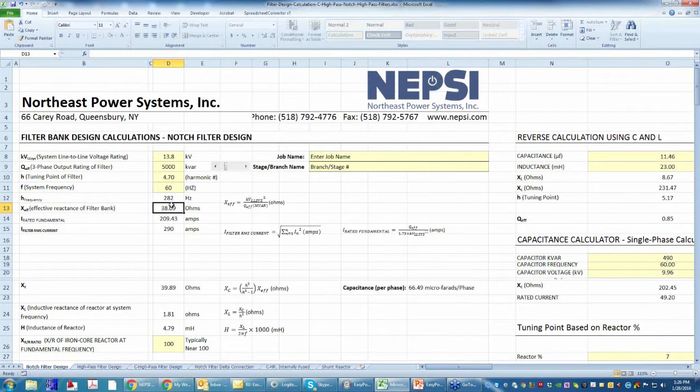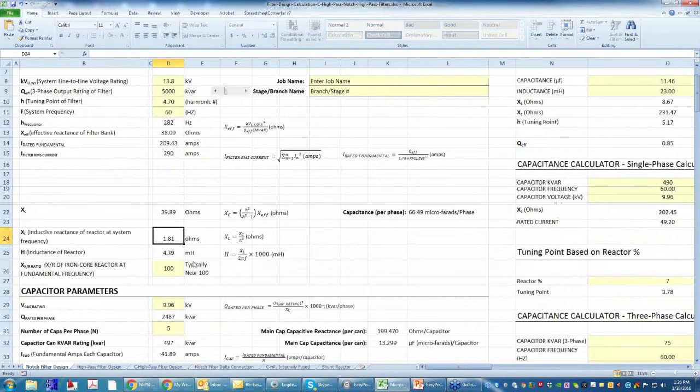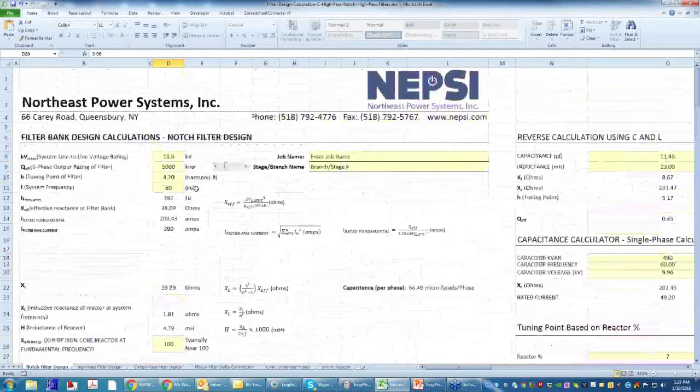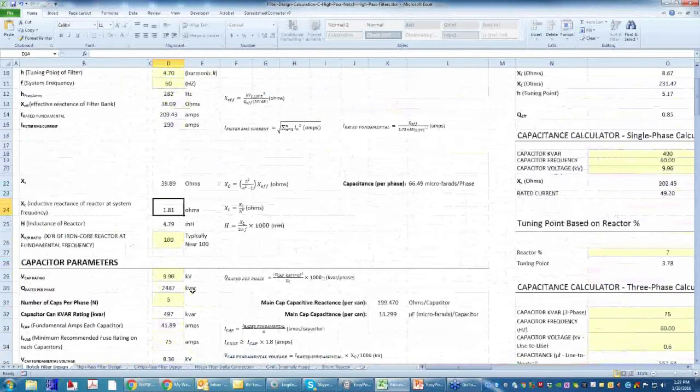If I were to go further down, the reactor value of 1.81 ohms is the required ohms to tune a 5,000 kVar 13.8 kV bank to come up with that 4.7th tuning. It would have 4.79 millihenries. Here's that typical X over R ratio for the reactor of 100. So once you input the kVar, it calculates X effective, and it will then further calculate X of L and X of C, X of C being the capacitive reactance of the filter.